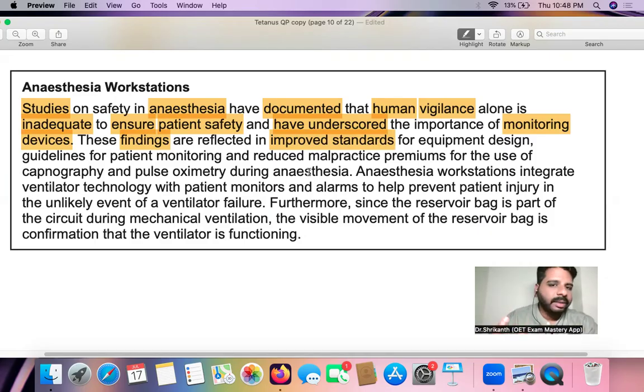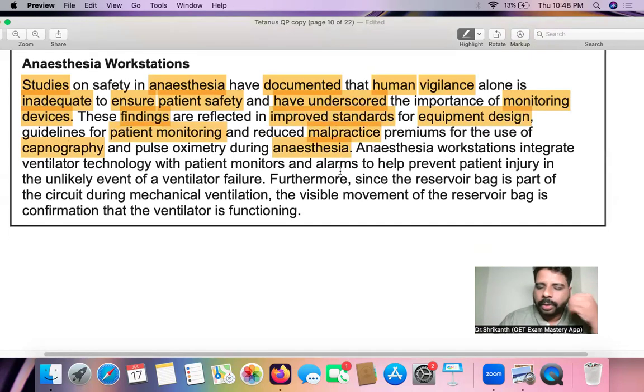So here that is a distractor. Remember in the previous document I told you the OET will have a lot of distractors. So this sentence over here is a distractor. Here they're saying these results have been reflected in improved standards. It is very important to give importance to the design of the machine. Guidelines, that is, we need to give importance to patient monitoring. Reduced malpractice premiums for the use of. This particular sentence is just to trick you. Basically what they're trying to say is that during anesthesia you need to have high standards for this particular equipment. It's a distractor over here, and I'll be talking about that later on.